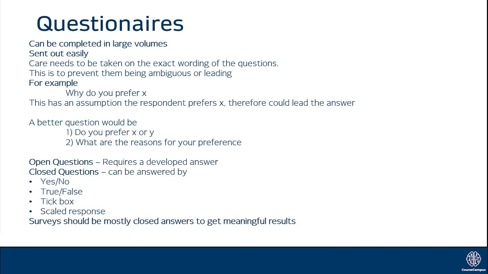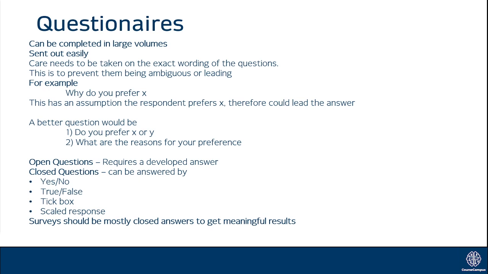So questionnaires can be completed in large volumes. They can easily be sent out. Care needs to be taken on the exact wording of the questions, and this is to prevent them being ambiguous or leading. So for example, you wouldn't have a question, why do you prefer X? Because this has an assumption that the person who's responding prefers X, therefore it could lead their answer. So you don't want to have any assumptions within your question. So the wording of the question you want to pay particular attention to. A better question would be, do you prefer X or Y? And then follow up with, what are your reasons for your preference?